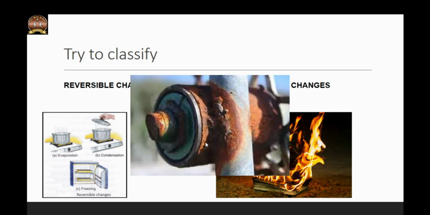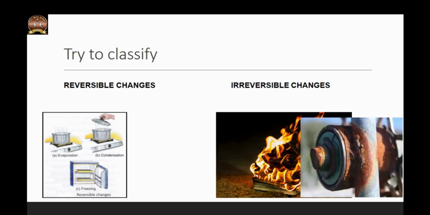Here is an example of a metal which has undergone rusting. So this is iron which has rusted to form this crumbly orange substance which is called rust. Therefore, rusting of iron, also known as corrosion, is an example of an irreversible chemical change.